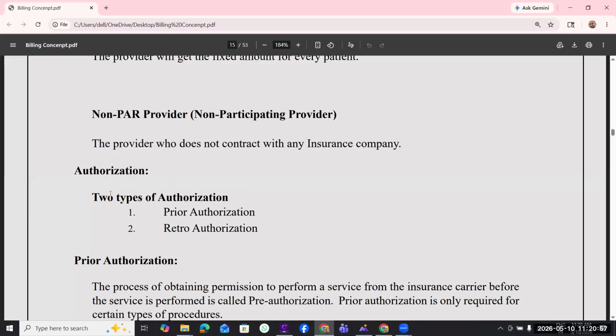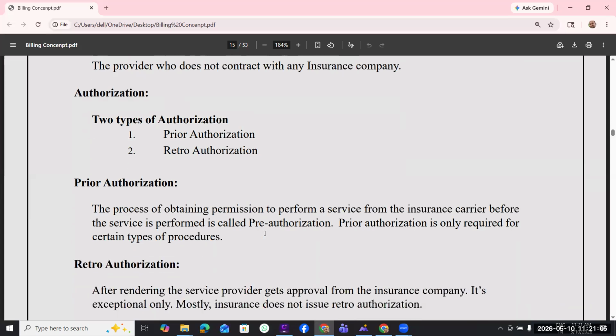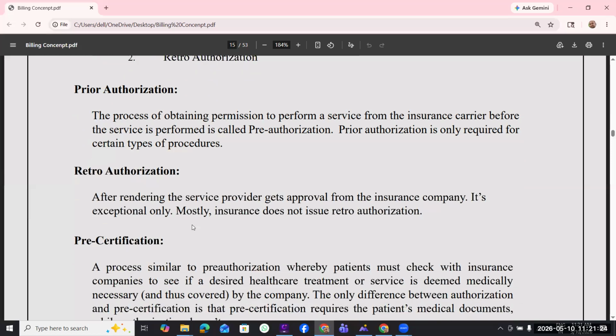Authorization. What is authorization? Two types of authorization: prior authorization or retro authorization. One is also called intra authorization, we are saying like that. Prior authorization is obtaining permission from the insurance carrier to perform a service before the service is performed. It is called pre-authorization. Prior authorization is only required for certain types of procedures. So make sure about retro authorization.